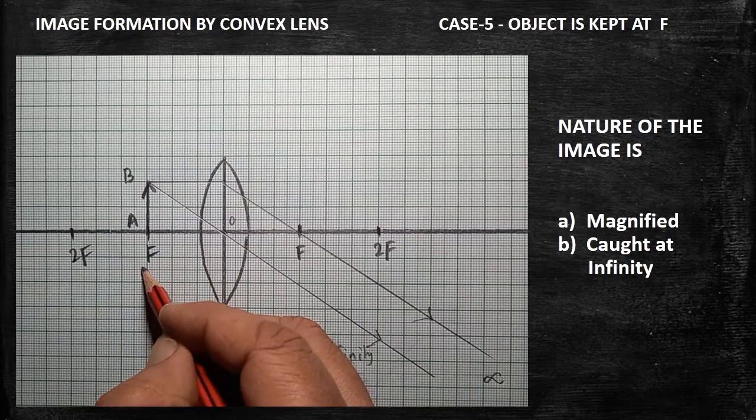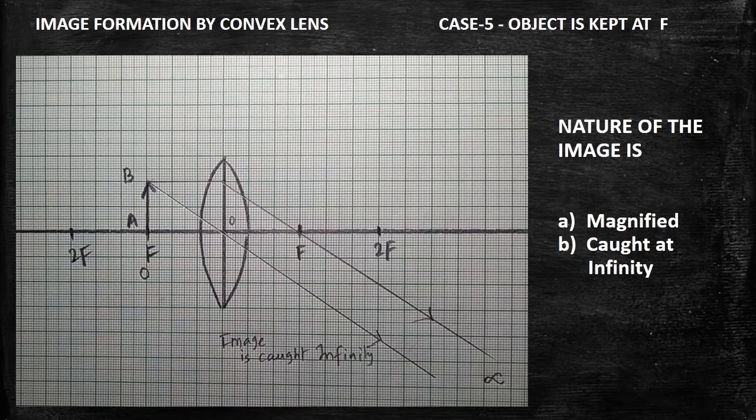So this is the object. The candle flame is nothing but the object. Like that we have to draw the ray diagram for this case. This is for which case? This is for the fifth case. Understood?